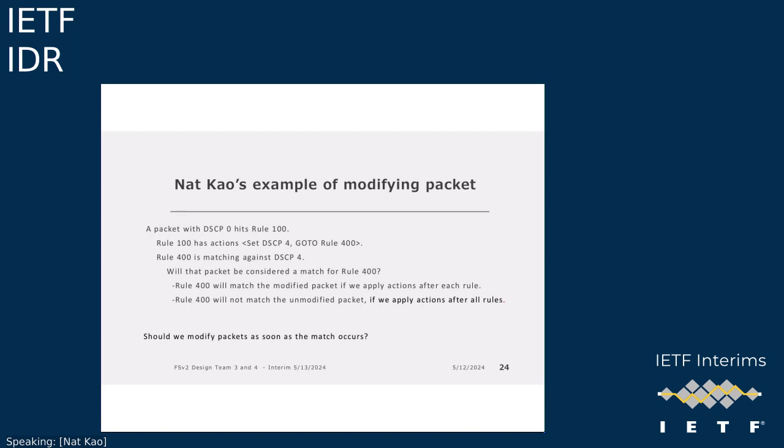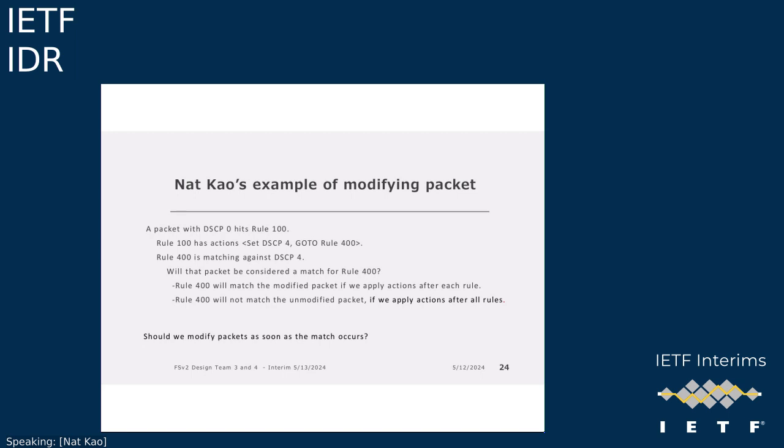The rule 400 will hit. We will have different outcomes, which is decided by when we apply the actions to the packet. If we apply that just after rule 100, then the packet will be modified to DSCP 4. So rule 400 will match the packet and do something else.